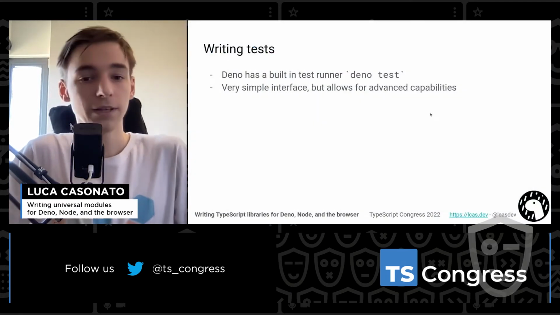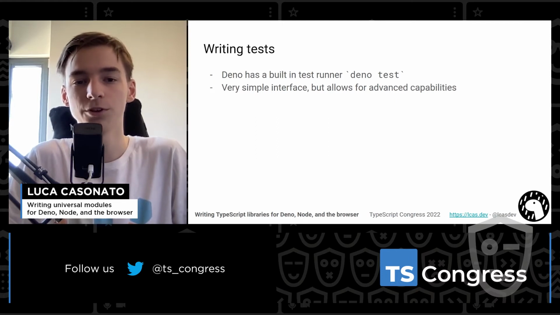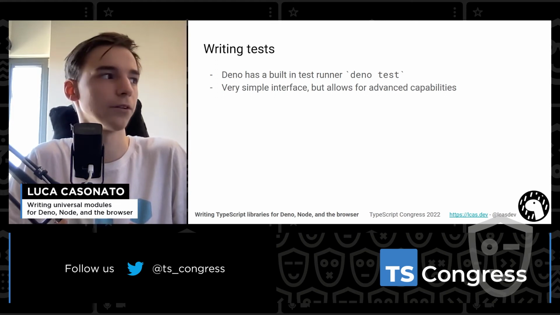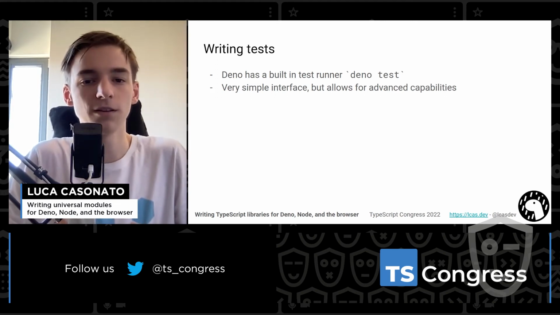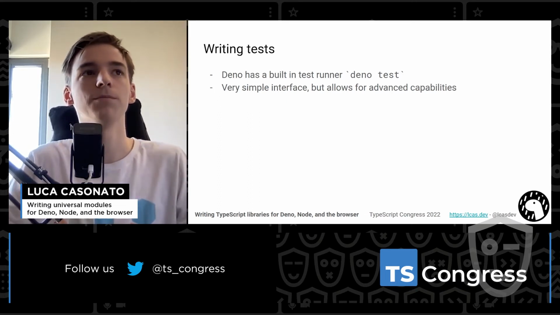So writing tests in Deno is really easy because we have a built-in testing framework called Deno Test. What it does is it looks for specific files in your repository or in your project, which end in either _test or .test. And inside of those files, you can register tests, and then Deno Test will run those tests, and it'll report on if the test succeeded or failed. It's a very simple interface, but it allows you to do very advanced things, like you can do before and after hooks, you can do sub-steps. Yeah, there's a whole section in the Deno documentation, the manual, for how it works.